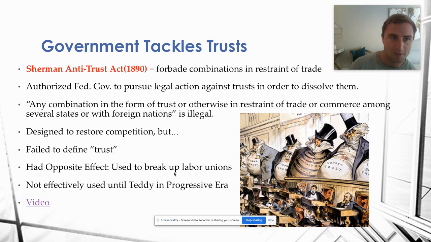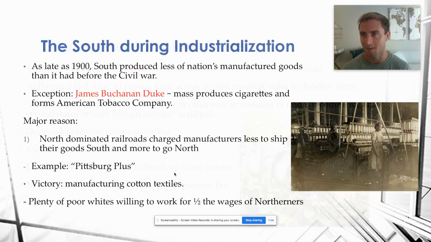And the Sherman Antitrust Act isn't going to be used as it was intended until Teddy Roosevelt in the Progressive Era, with his gravitas, comes in and kind of changes the game in big business. The South is going to struggle with industrialization in this time period. The Gilded Age was very much a rebuilding time for the South after the Civil War. The stat up there tells you a lot. As late as 1900, the South produced less of the nation's manufactured goods than it had before the Civil War. So it's taken the South 35 years and they're still behind where they were before the Civil War. And so that's obviously very telling.